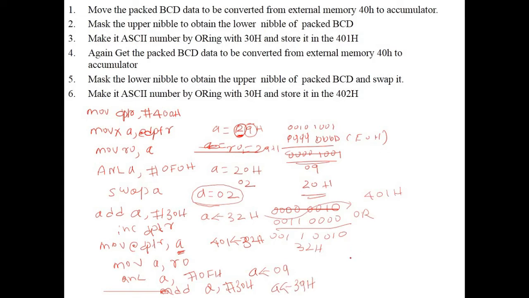Okay. So now next we need to store this result in 402H. For that we need to increment DPTR now, because presently the DPTR is pointing to 401H. So to point to 402H we need to increment the DPTR, then store the value. Sorry, it is MOVX here. MOVX @DPTR comma A. Okay. So now we'll see this example using the Keil compiler.